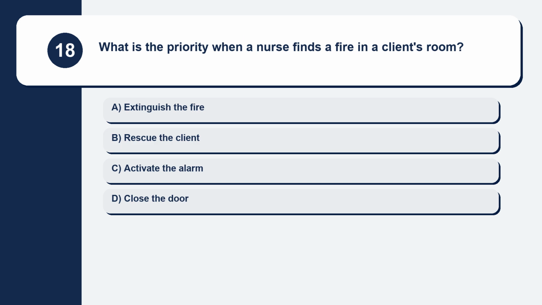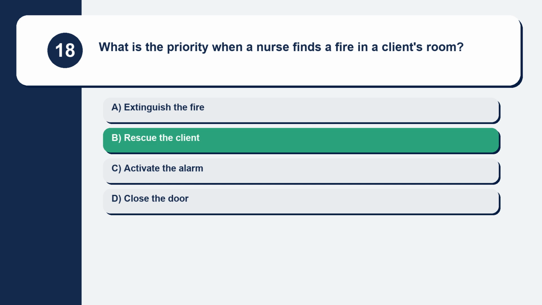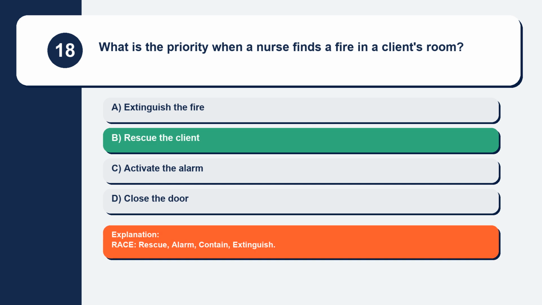Question 18. What is the priority when a nurse finds a fire in a client's room? Extinguish the fire. Rescue the client. Activate the alarm. Close the door. RACE: rescue, alarm, contain, extinguish.